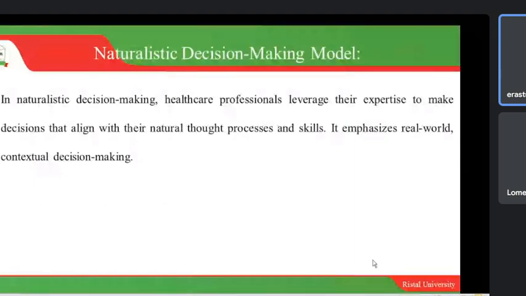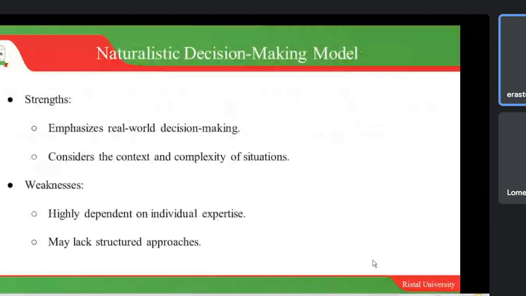Naturalistic decision-making model, we are saying healthcare professionals, when they are using this model, leverage their expertise to make decisions that align with their natural thought processes and skills. So this kind of model will emphasize real-world contextual decision making. Part of the strengths of using the naturalistic model is that it is going to emphasize real-world decision making. So how is it being done, or how is it happening in the real world in terms of this particular decision X that we are on the verge of making.